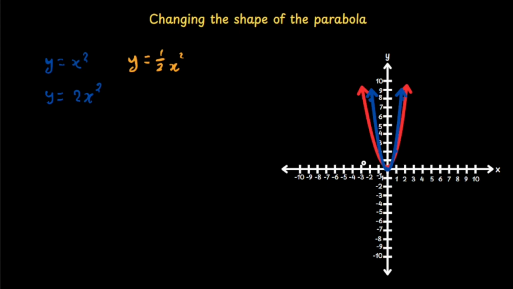So starting off at 0, 0 squared is 0, a half times 0 is 0. So that's going to share the origin point, right? If I substitute in 1, 1 squared is 1, a half times 1 is a half, right? So I'm going to plot that there. 2 squared is 4, a half times 4 is 2. Okay, 3 squared is 9, a half times 9 is 4.5.